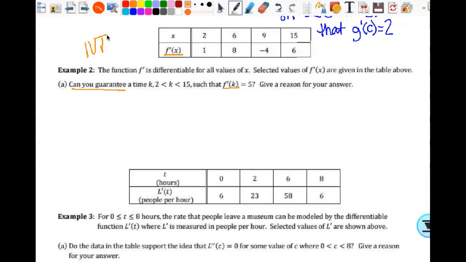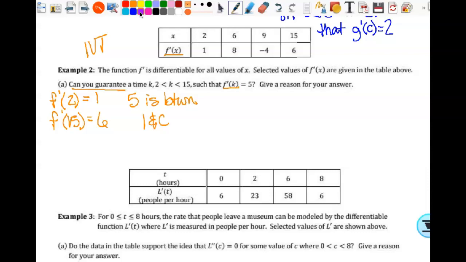So I'm going to start off the same way by finding the endpoints here. So I want f prime of 2 and f prime of 15. F prime of 2 is 1, f prime of 15 is 6. So I found these. What do I have to say before I can draw a conclusion? 5 is between 1 and 6. So I can say 5 is between 1 and 6.